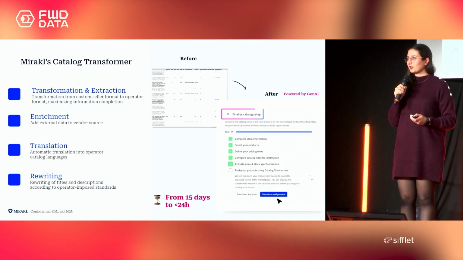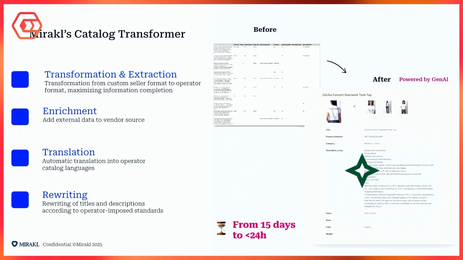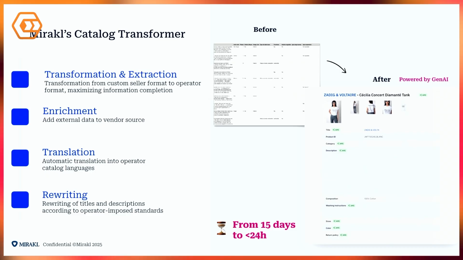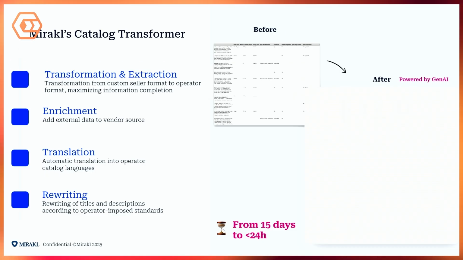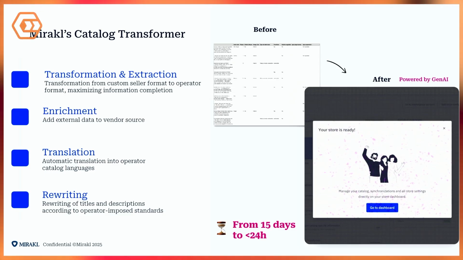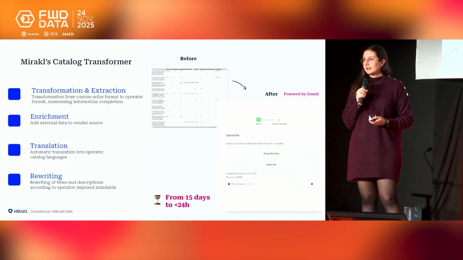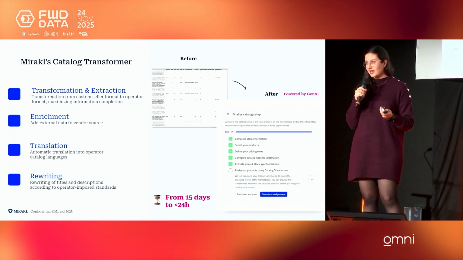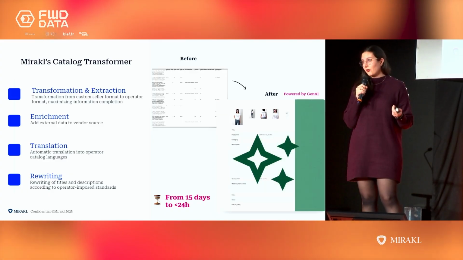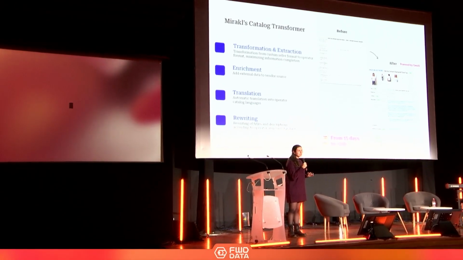Last year at Mirakl, we released a new feature called the Catalog Transformer. The Catalog Transformer allows any seller that wants to sell their products on marketplaces to transform their data from custom format to operator-ready data. How? Definitely using GenAI by doing transformations, enrichments, translations. And the best part about this is that what used to take 15 days of harsh manual labor for sellers now only takes less than 24 hours. So definitely that's a real game changer.